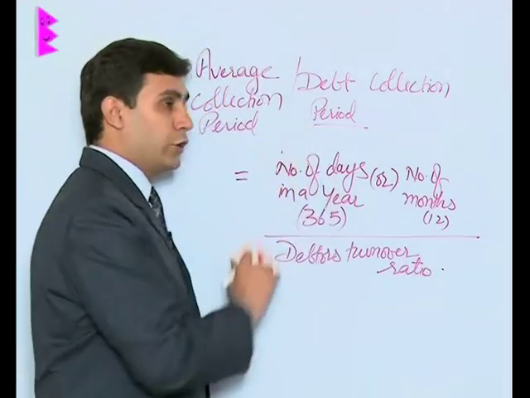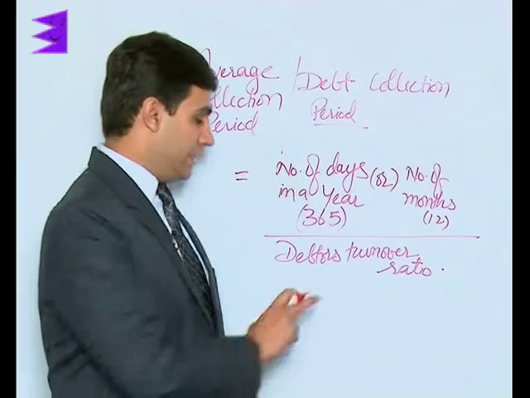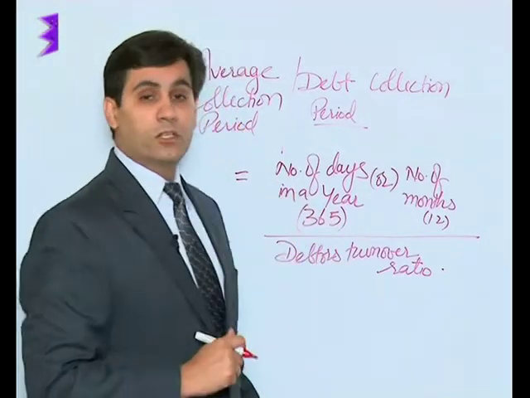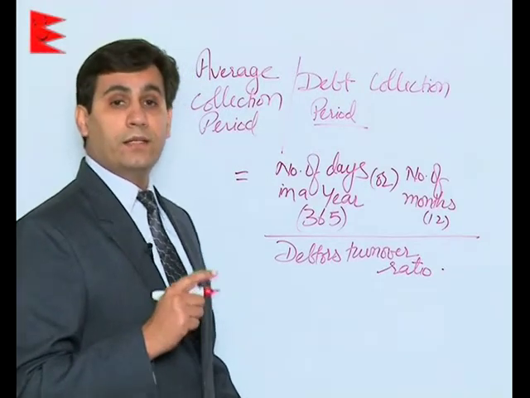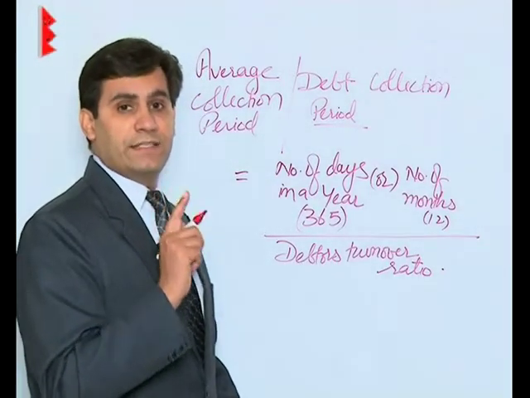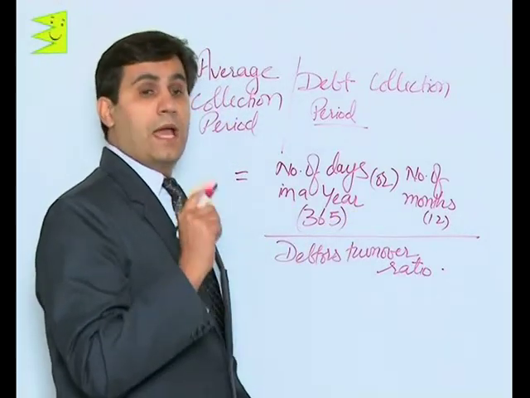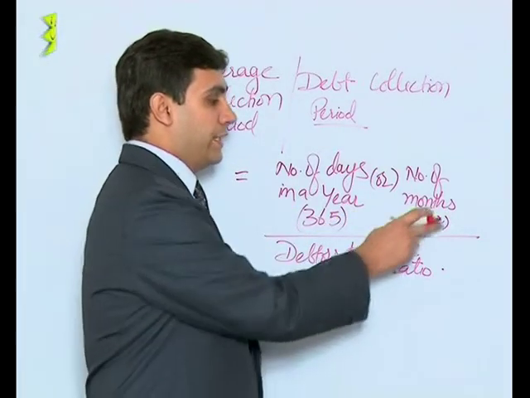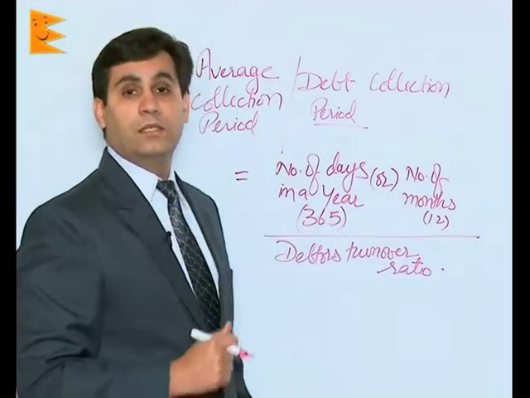So students, in order to calculate debt collection period, first of all we need to do is calculate debtors turnover ratio. Then if we are required to calculate debt collection period in number of days, then we will write 365 divided by debtors turnover ratio, and in case we are required to calculate in months, that would be 12 divided by debtors turnover ratio.